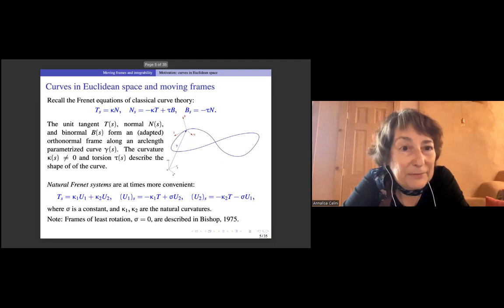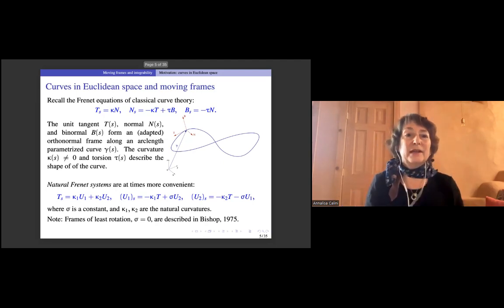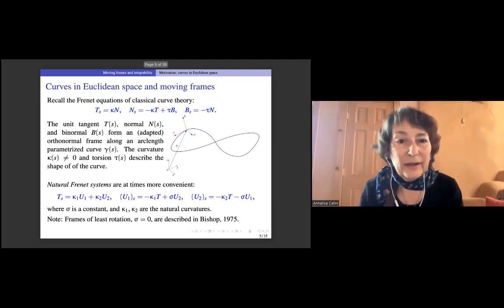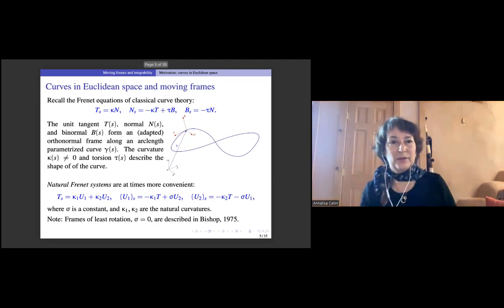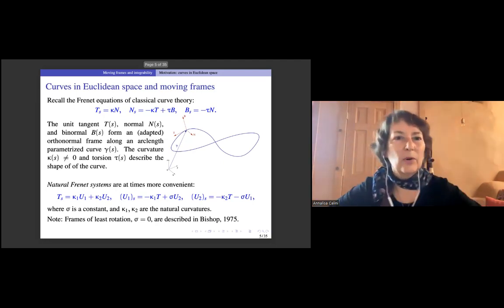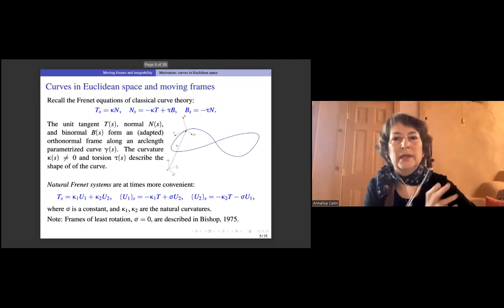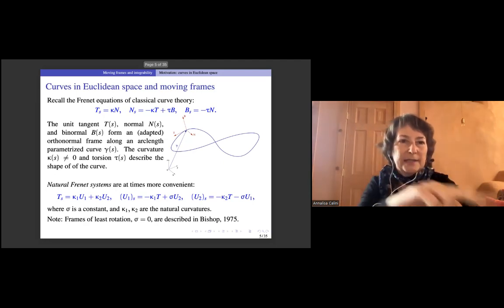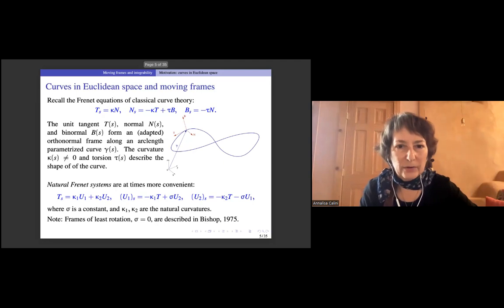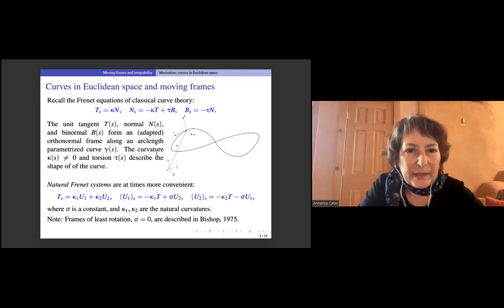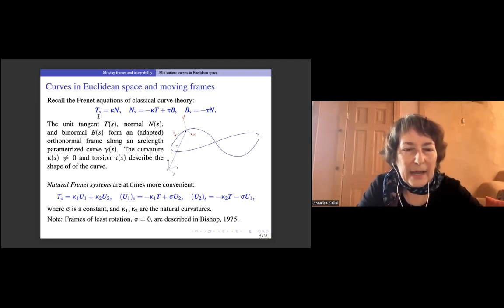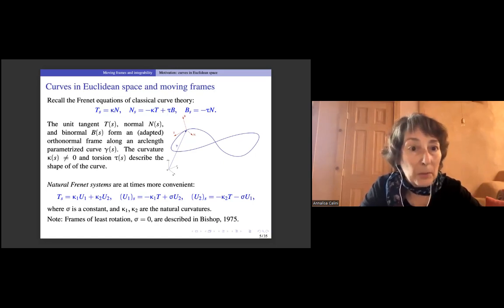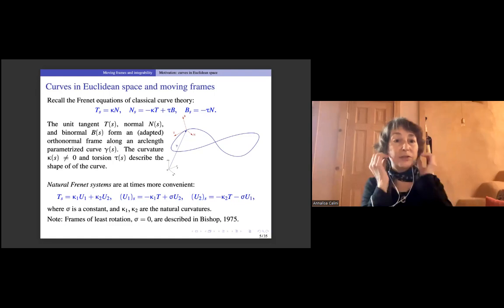Now, it's an adapted frame in the sense that as you slide the frame along the curve, the frame solves this triple of ODEs that tells us how the frame moves as I slide along the curve. The geometric invariants here are arc length, with respect to which I expressed this equation, the curvature kappa, and the torsion tau. And they describe really the shape of the curve.